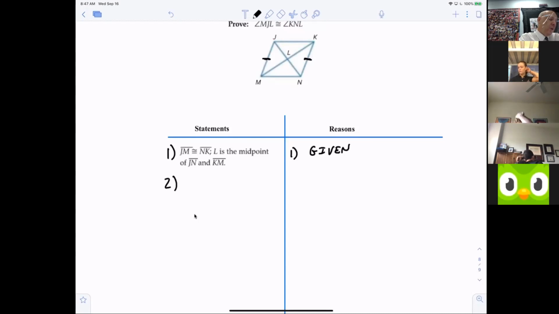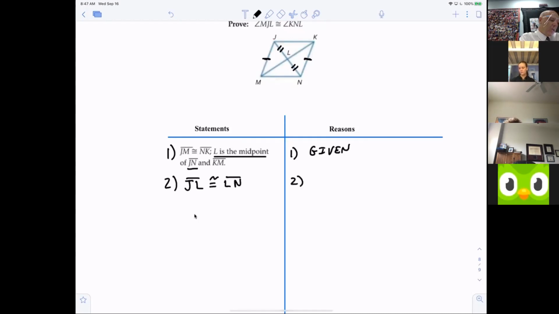Yes, definitely, but we already said that. L is the midpoint. So now what I'm asking you now, because L is the midpoint of JN, what is true? Shh. Now we're talking. JL is congruent to LN. So let's write that. JL is congruent to LN.